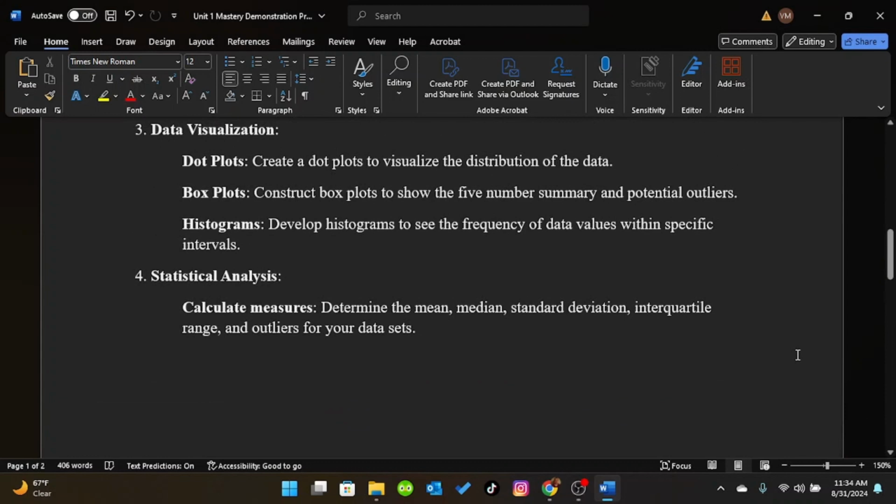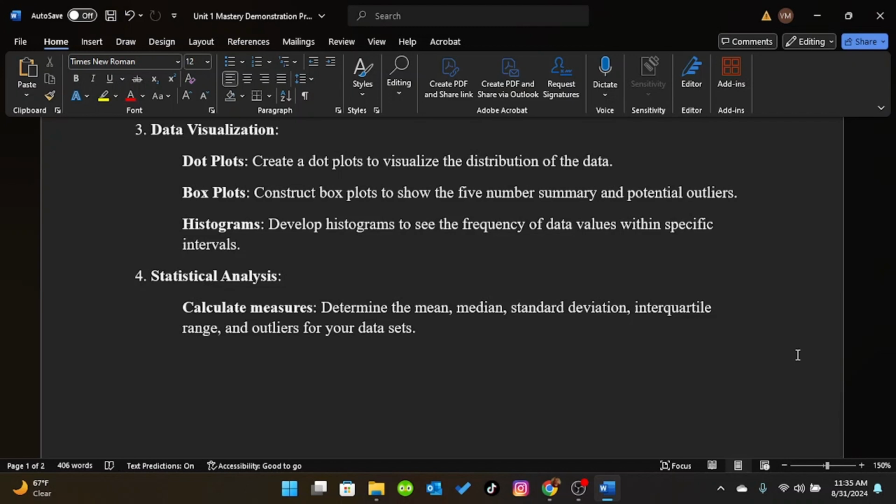Our third step is going to be data visualization. This is where you're going to create each of the 3 plots and at least 2 of each of them. So this is where I said you need to be able to divide your data into categories. So you're going to create dot plots, at least 2 of them. You're going to create box plots, at least 2 of them. And you're going to create histograms, at least 2 of them.